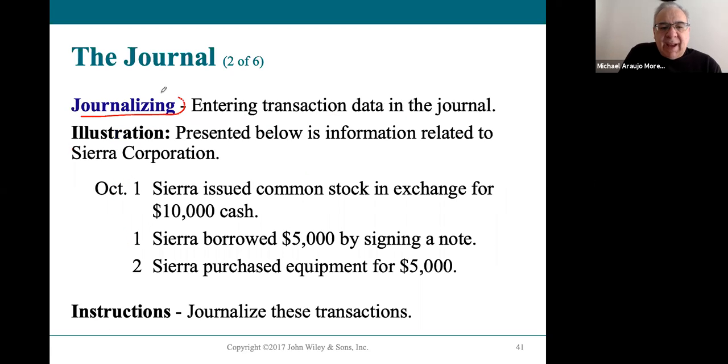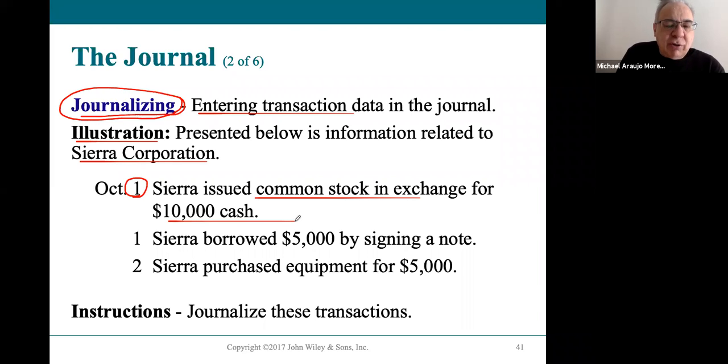The actual putting in the entry in the journal is something we call journalizing. So it's basically entering the data in the journal. And we're going to go back to our lovely Sierra Corporation transactions. There's 3 of them that we're going to be looking at. So on the 1st of October, you might have remembered they issued common stock in exchange for cash. We analyzed this, right? And then you figured out that cash is affected on the debit side, common stock account is affected on the credit side. You figured all that stuff out. In the journal is where we write it.